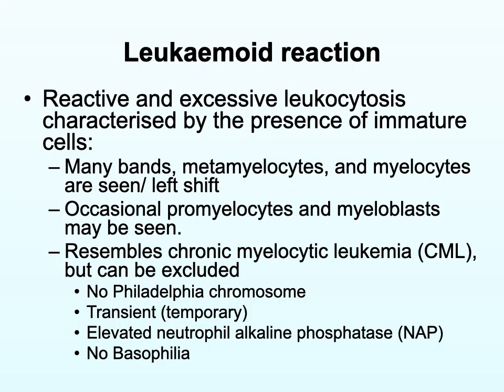Now, leukemoid reaction. Leukemoid reaction is an extreme neutrophilia with white blood cell counts more than 30 times 10 to the power of 9 per liter. The leukemoid reaction is a reactive and excessive leukocytosis, usually characterized by the presence of prominent band neutrophils and an increased count of more immature lineage of myeloids, such as metamyelocytes and myelocytes, and occasionally myeloblasts and promyelocytes. And the peripheral blood finding shows a shift to the left.